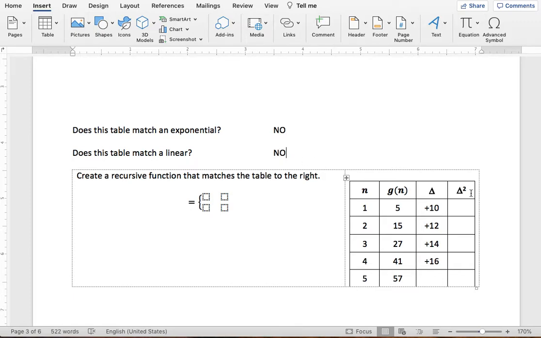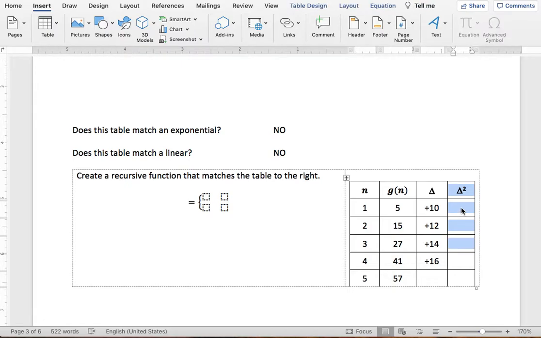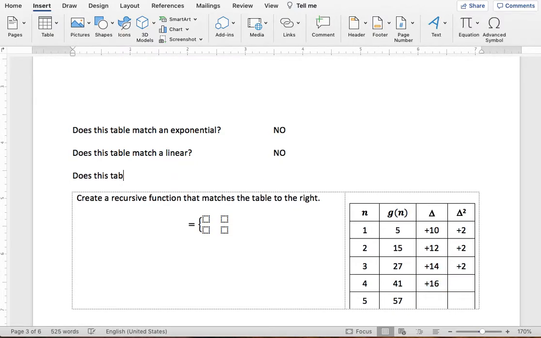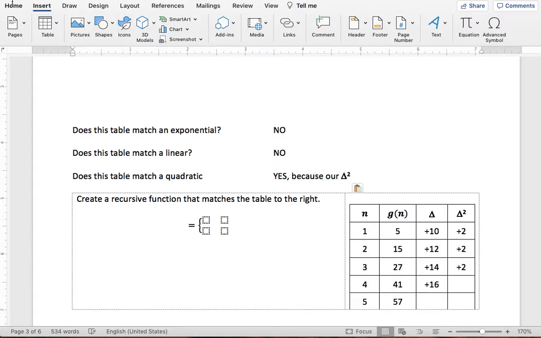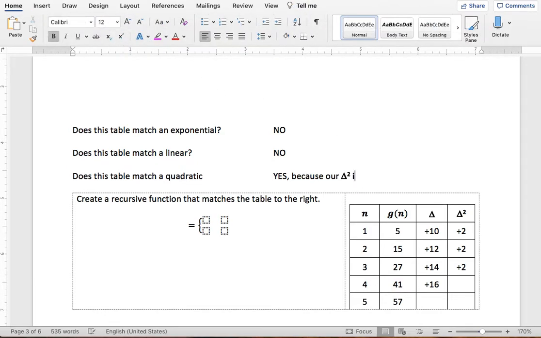But if I created a second change column, or a second difference column, to go from 10 to 12, that's plus 2. To go from here to here, that's plus 2. To go from here to here, that's also plus 2. So does this table match a quadratic? The answer is yes, because our second change column is constant.